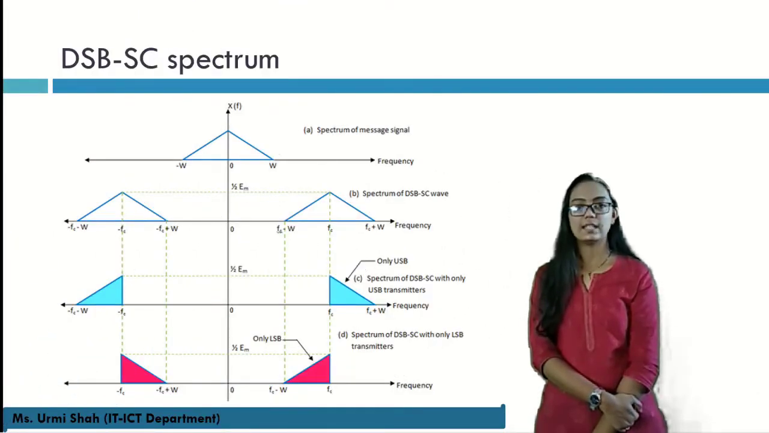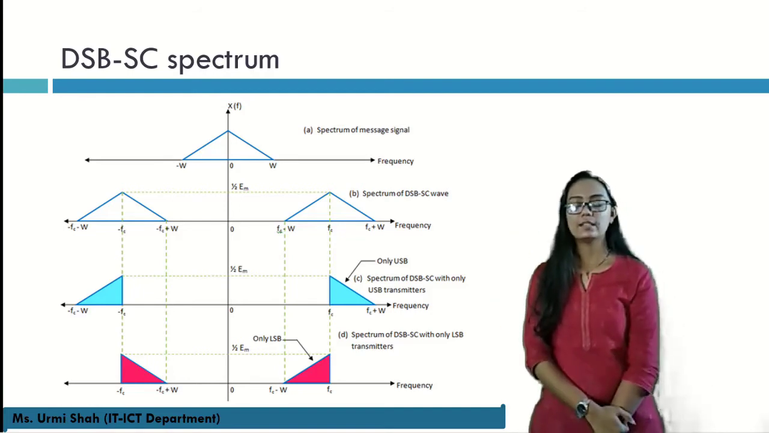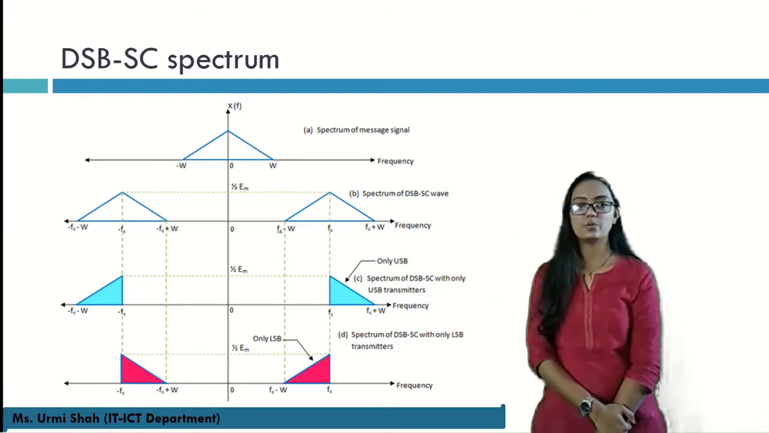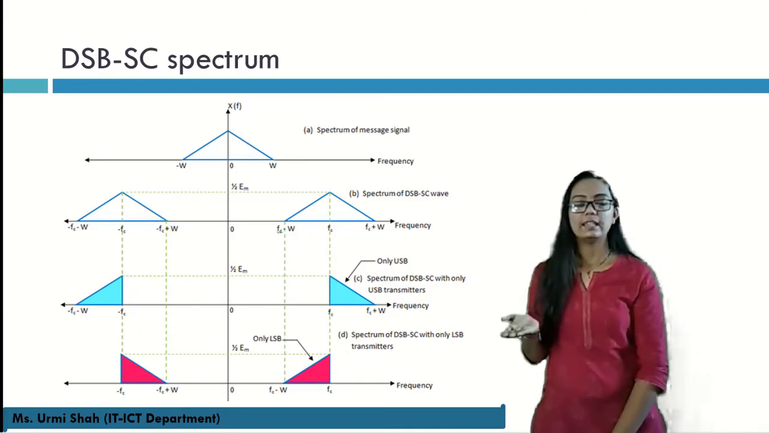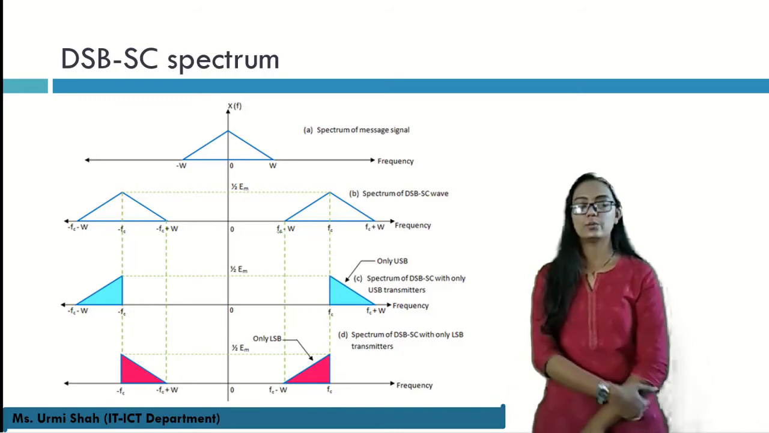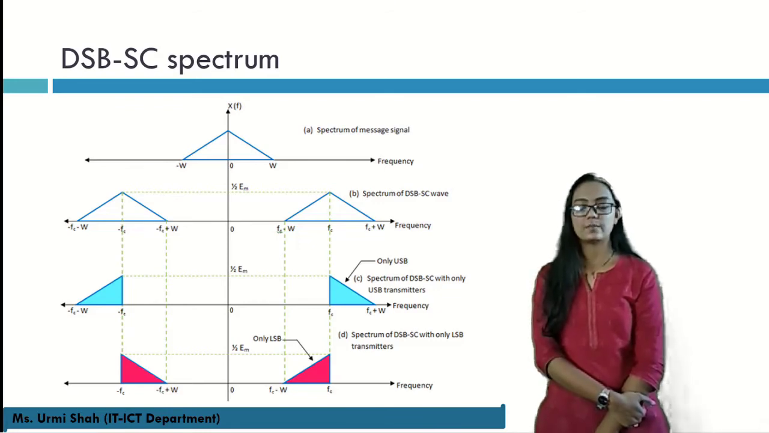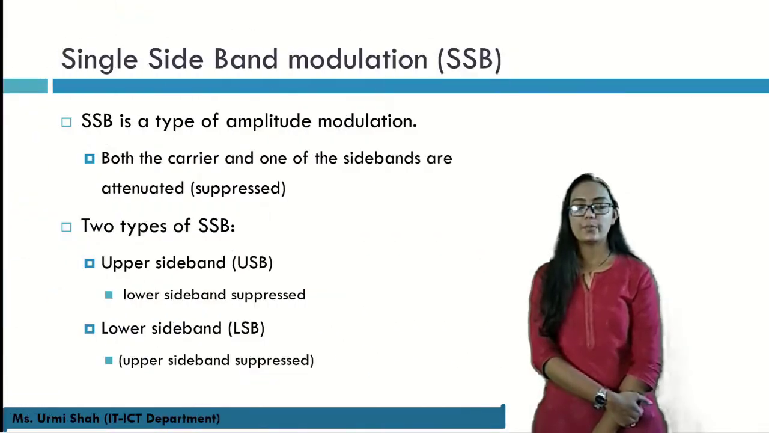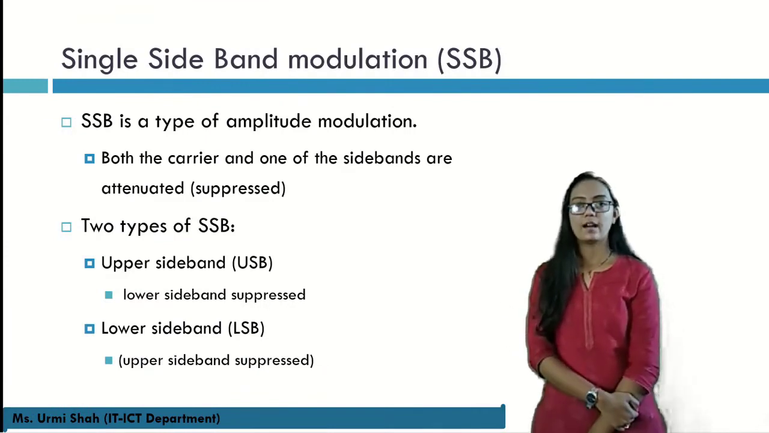So here this is the DSB-SC spectrum. As you can see at the top, that is your message signal which you are going to modulate using the carrier signal. Whenever we multiply our message signal and carrier signal, in the output you will have the upper sideband and the lower sideband, but the carrier frequency will be suppressed. So this is the DSB-SC signal. Only the sidebands are present, that is the upper sideband and lower sideband. Otherwise your carrier frequency is suppressed.